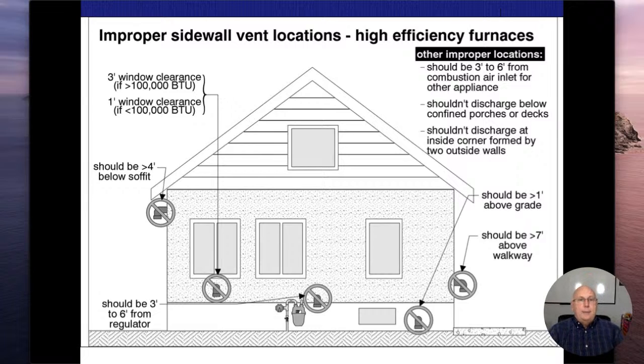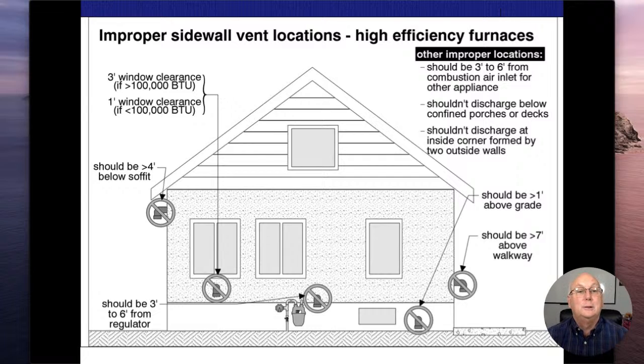Discharging the high efficiency furnaces, we have to keep them away from windows, soffits, anywhere where that carbon monoxide gas could come back into the building. They have to be stayed away from the gas meters, outlets, doorways, walkways, and so forth. Surprisingly, most of our clearances are actually pretty small.